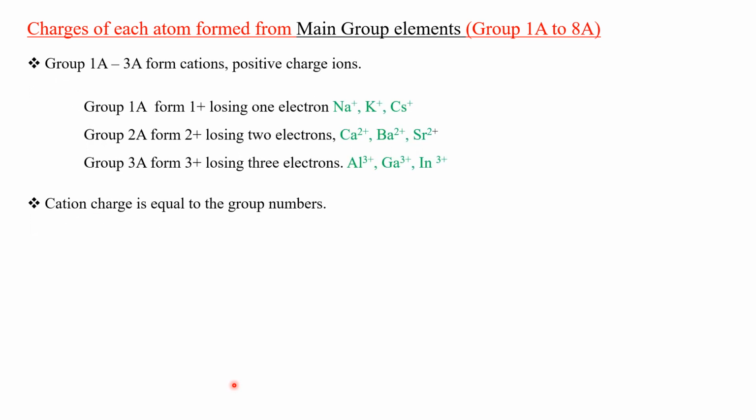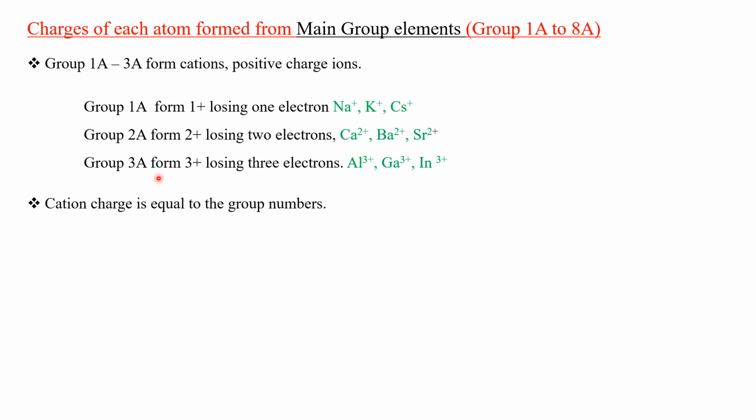What are the charges main group elements form? Let's take group 1A to 3A. Group 1 we call alkali metals: lithium, sodium, potassium, rubidium, cesium. So all the group 1A elements always lose 1 electron to form a plus 1 charge. So sodium always forms plus 1, potassium plus 1, cesium plus 1, and so on. Now group 2. Group 2 we call alkaline earth elements. So alkaline earth elements form a plus 2 charge by losing 2 electrons. Beryllium, magnesium, calcium, barium, strontium, all group 2 elements form plus 2.